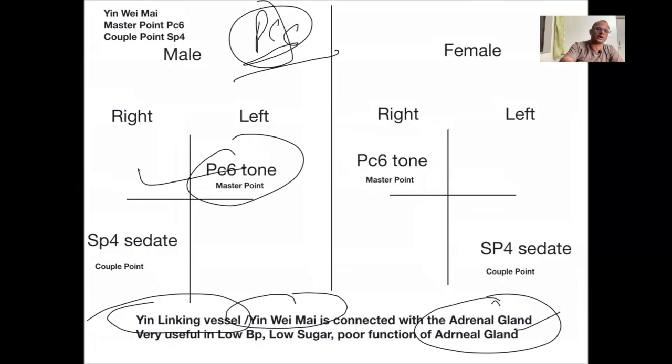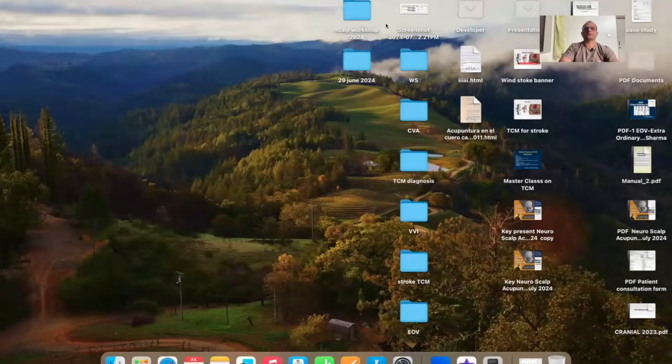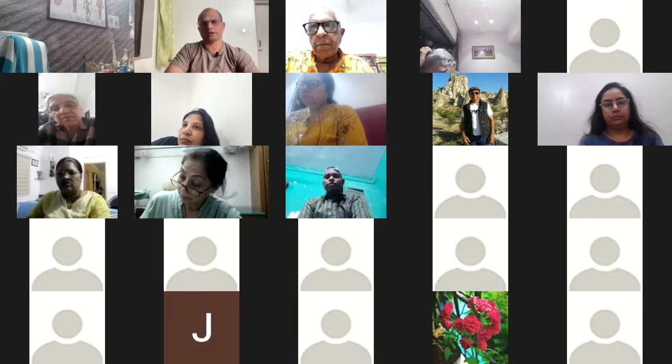अगर किसी का BP low हो रहा है, you can put pericardium 6 as a master point and spleen 4 as a couple point, right? जैसे किसी मेल का BP low हो रहा है, the person is having low BP or low sugar, if male, we can put pericardium 6 on the left side. It will activate the adrenal gland and will raise the BP. Suppose you are doing the treatment in a clinic and suddenly the person is suffering with hypoglycemia, किसी patient को एकदम से sugar down हो गया, BP down हो गया. Immediately you put pericardium 6 tonification on the dominant side and you will increase the BP.